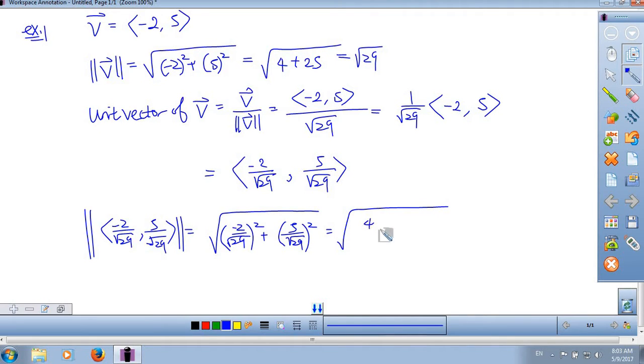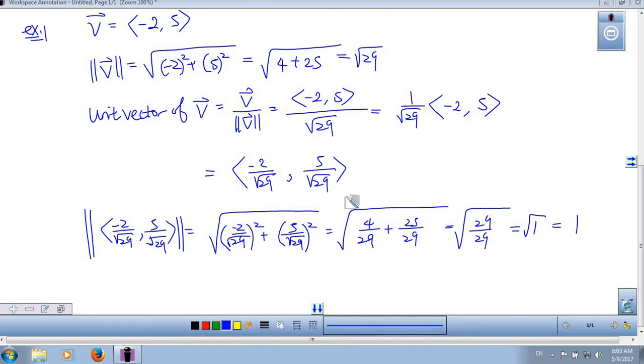So this becomes 4, right? -2 squared is 4. Square root 29 squared is 29. 5 squared is 25. Square root 29 squared is 29. So this becomes square root of 29 divided by 29. And 29 divided by 29 is 1. So square root of 1 is equal to 1. Okay, so the magnitude is equal to 1. So yeah, that means this is a unit vector. Okay, so remember how to find unit vectors in the future. It will be very important down the road.